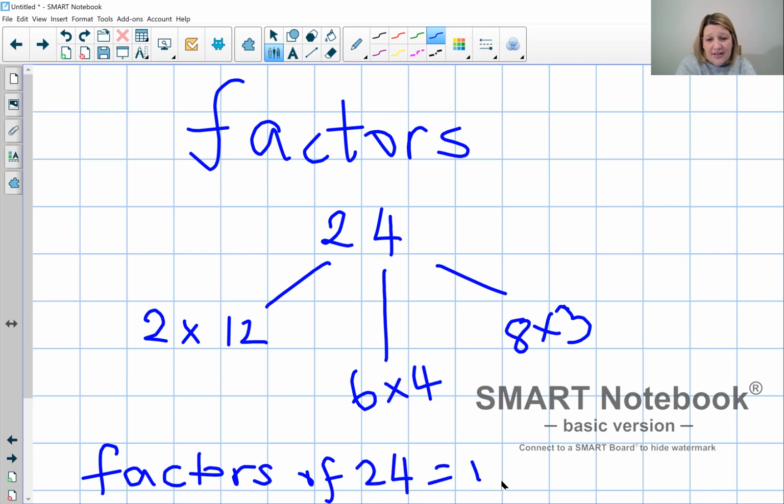I would say the factors are 2, 12, 6. Oh, my pen. Guys, it's just like being in the classroom. I'm having pen disasters.